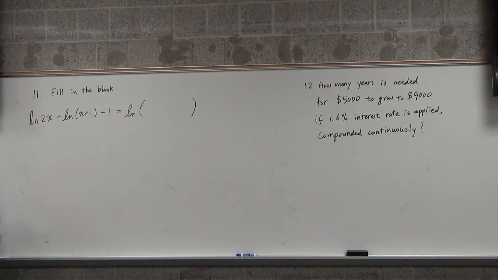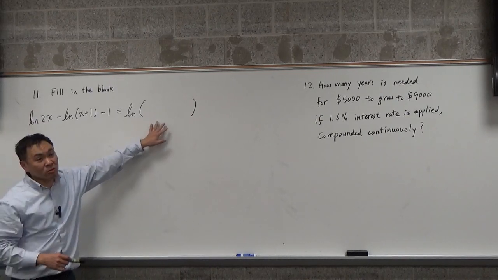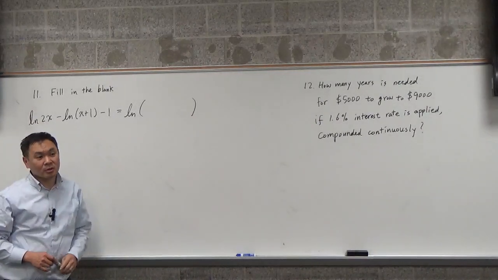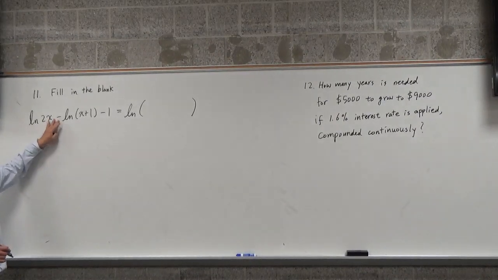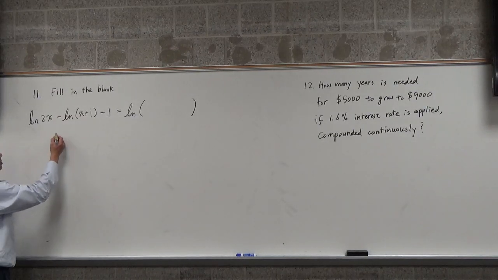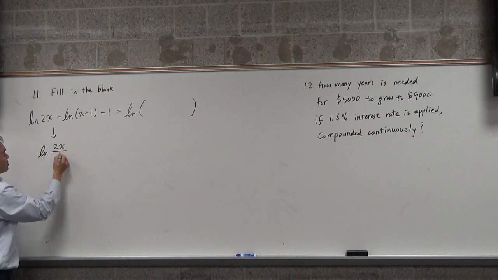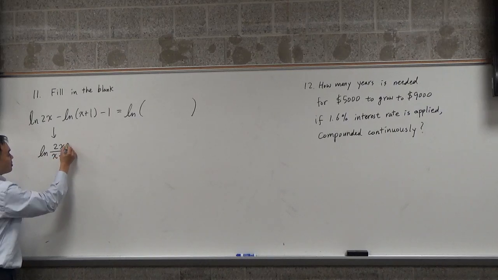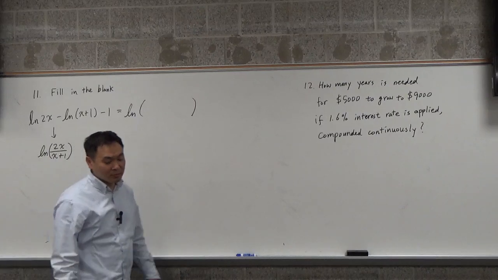Okay, question 11. This question is about combining the logs into a single logarithmic expression. And we all know that minus gets combined as division, right? So we can say that this is the same as ln of 2x divided by x plus 1. But then I still have a minus 1 outside the log.